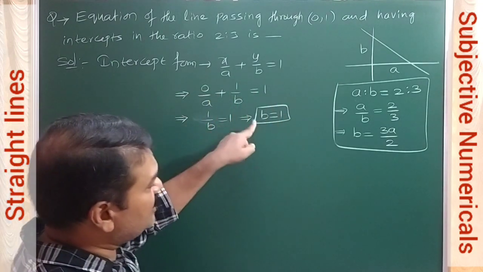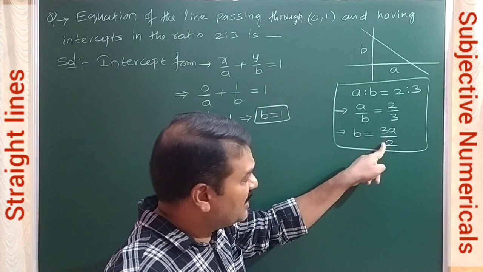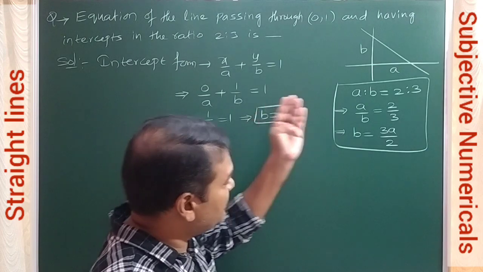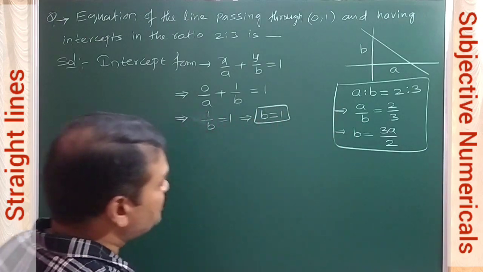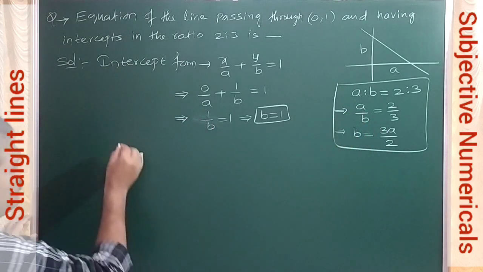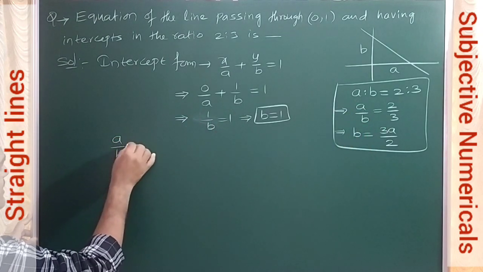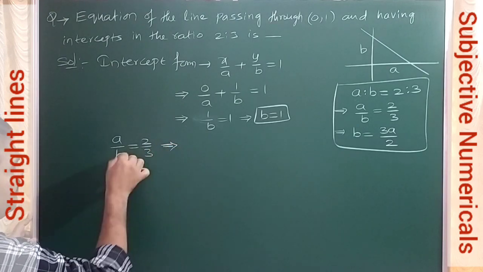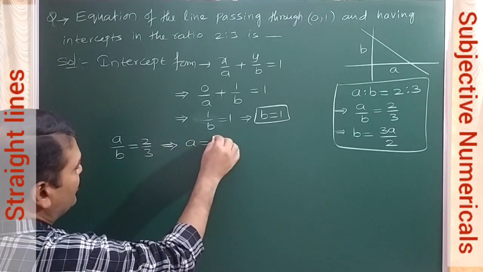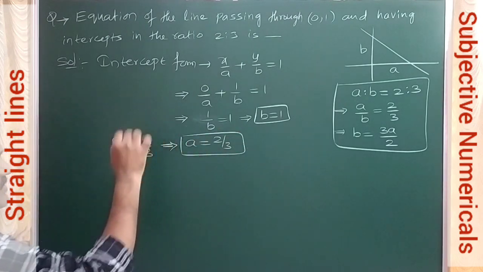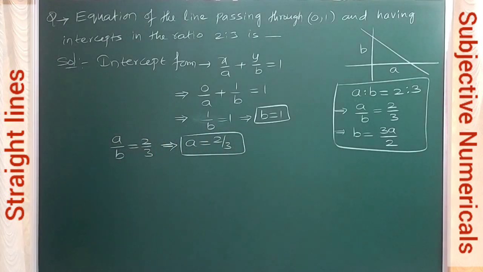So when B is equal to 1, substituting here, we will get the value of A. So B is 1 means what is going to be A now? Just substitute here. So we know that A by B is equal to 2 by 3, which is given in the question itself. So when B is 1, A is going to be 2 by 3. So these are the A and B values.